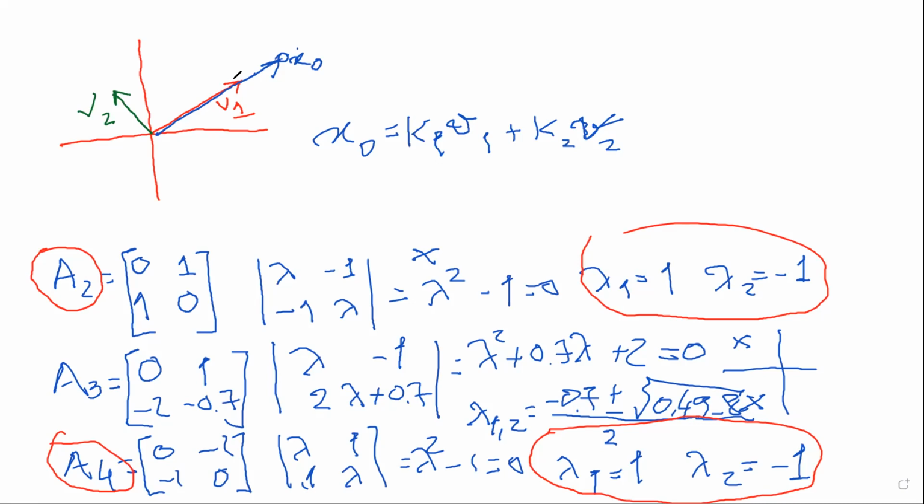K2 is 0, as you said. K2 is 0 because you don't have any component along V2. If my X0 was, for instance, here, I would have a component related to V1 and this other component related to V2. But if my point is over the direction of V1, then this component is 0, and so this term is not there. Is this understood? Yes, yes.